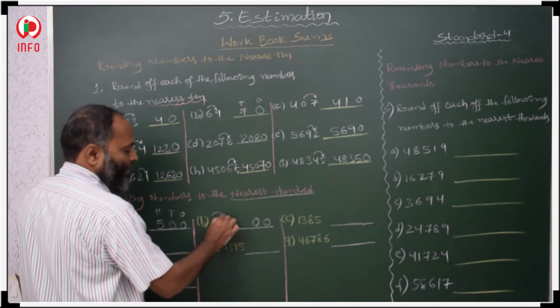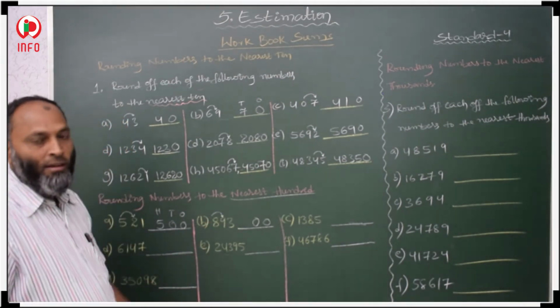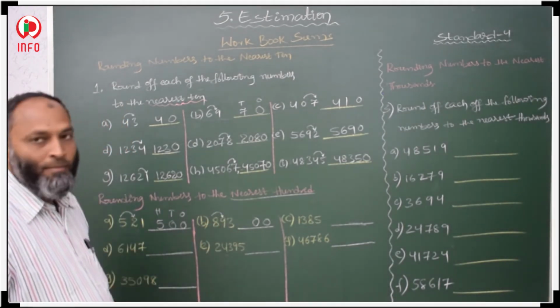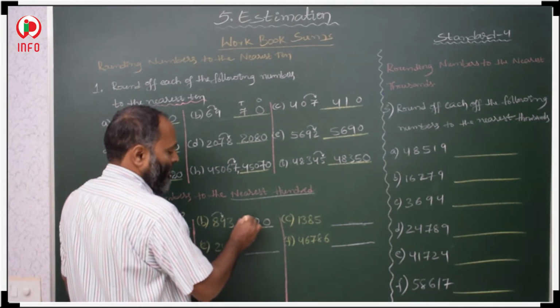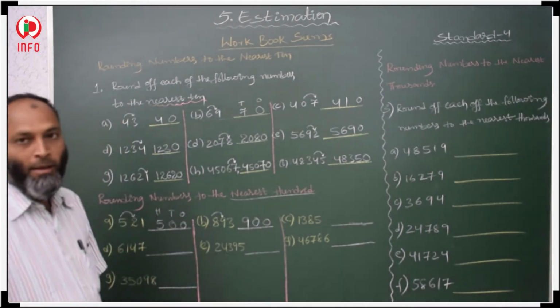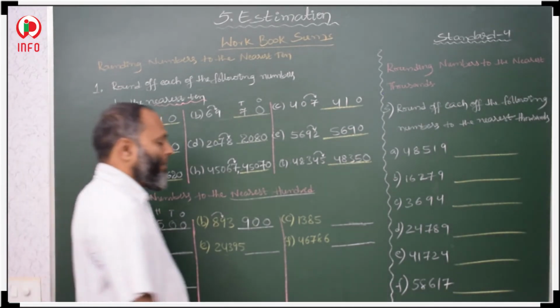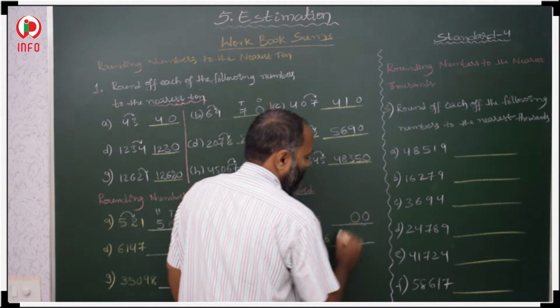After that you have to check what is there in the tens place. In the tens place 9 is there, and 9 is greater than 5. So 8 will increase, and it will become 900. Here the ones and tens places are 0.